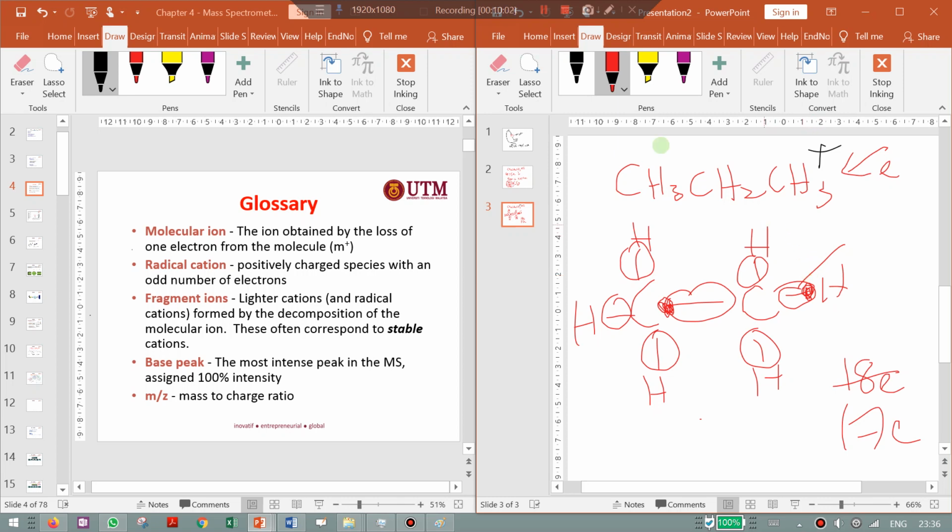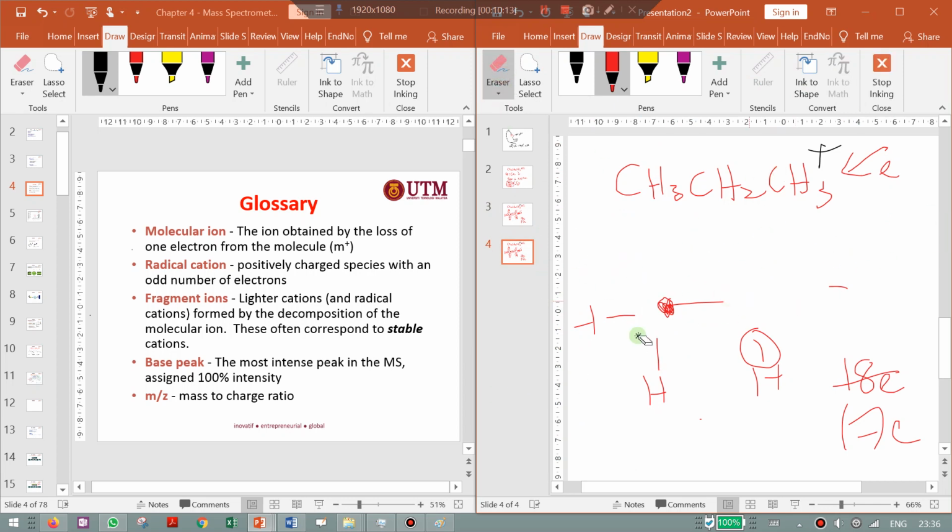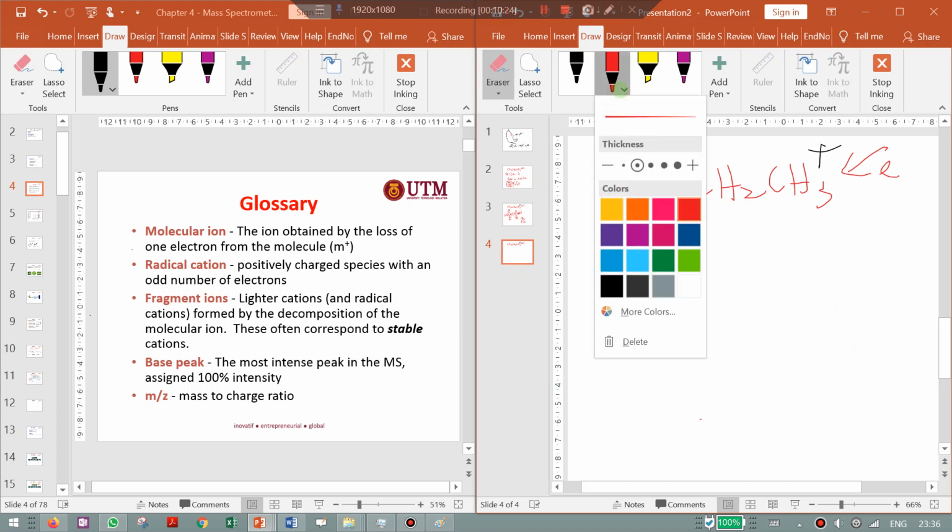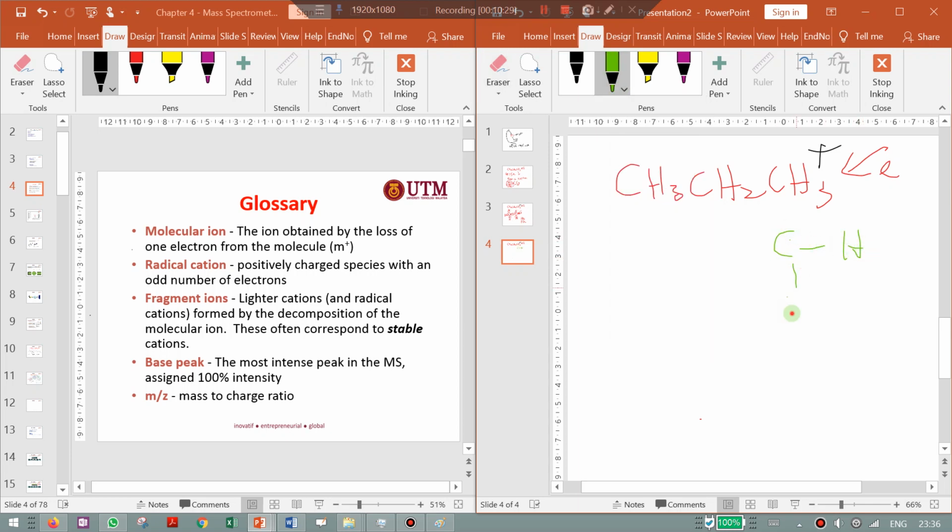Okay, that's why if we refer to our example of compound of interest here, let's say the example here is propane, right? Okay, it can somehow attack CH. It can attack this bond. It can attack between this. Okay, during the ionization process, it can attack all those things.